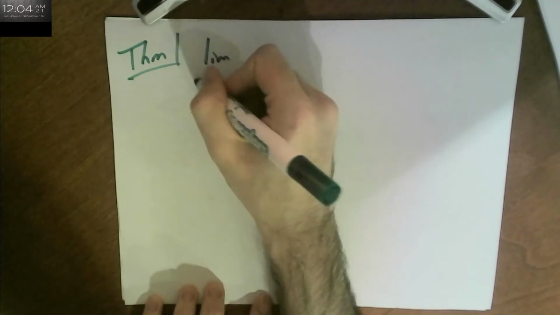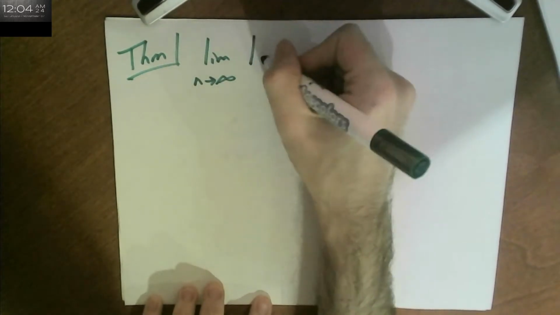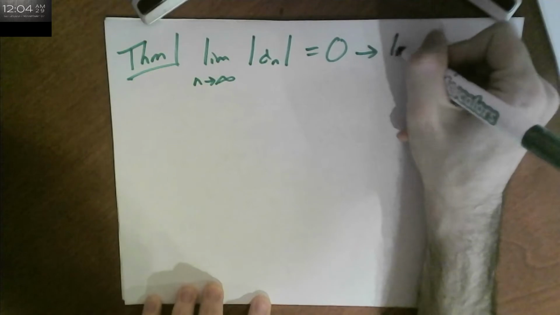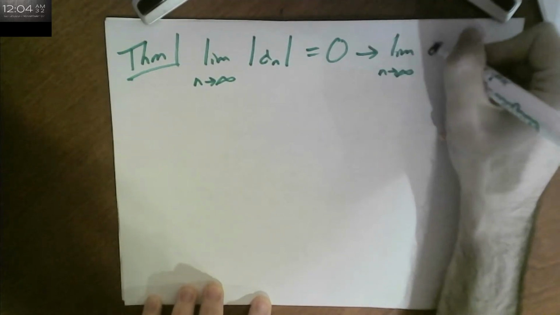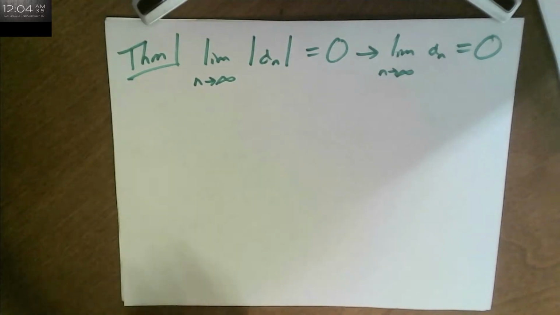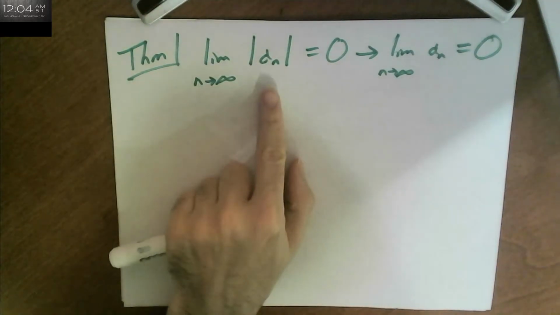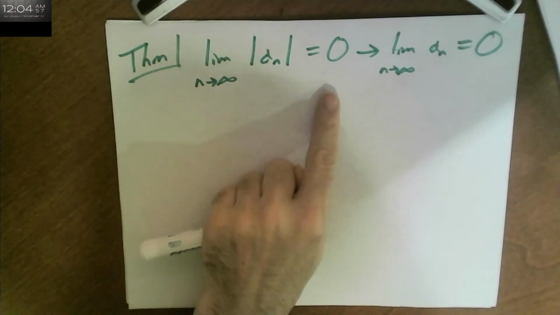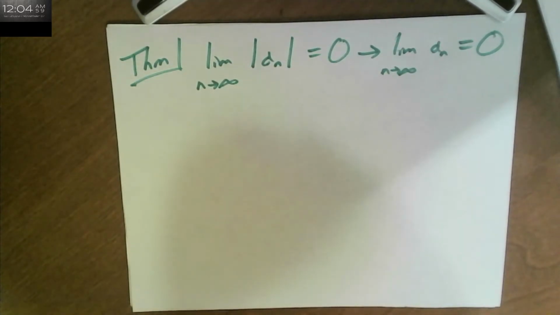Theorem. If the limit as n approaches infinity of the absolute values of the an sequence goes to 0, then the limit as n goes to infinity of the an sequence itself goes to 0. So if the ans mix positives and negatives, maybe they're alternating, positive, negative, positive, negative. Maybe they're not even alternating. Maybe they just do something bizarre. Some positives, some negatives, all mixed together. If we make them all positive, and that limit still exists as 0, then the original sequence has a limit of 0 also.